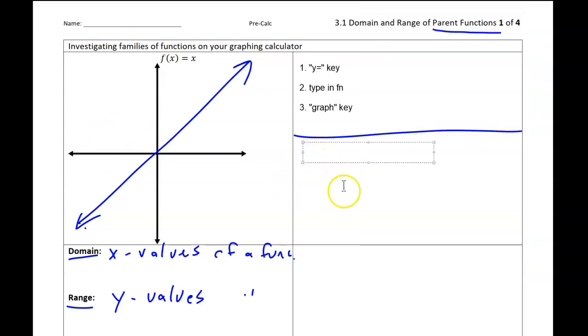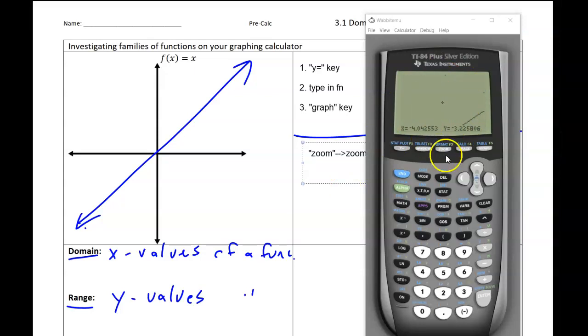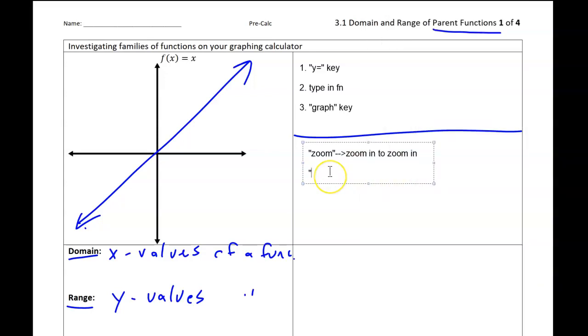So that was zoom, and then zoom in. And then you may run into, especially if you borrow a calculator in the classroom from me, this situation where you're already zoomed in or zoomed out and you can't really see what you're doing. Zoom and then zoom standard is a reset key. So I hit zoom and then 6 to reset. That's super useful to know. Okay, so those are the notes I want you to have as you operate your graphing calculator.